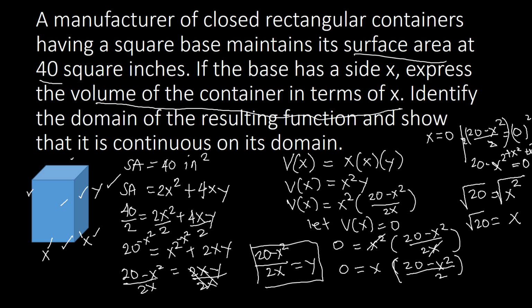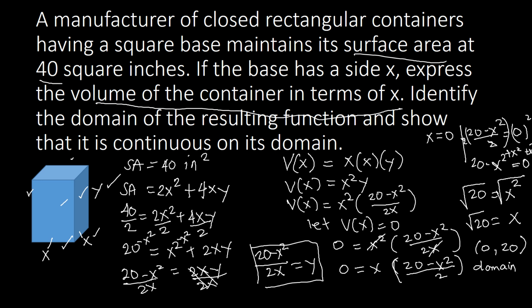So our interval now will be from 0 up to the square root of 20, meaning these are the domain of our function. Our x values can only take numbers in between 0 and the square root of 20. We cannot take a 0, nor can we take the square root of 20 here because it will make our volume 0.